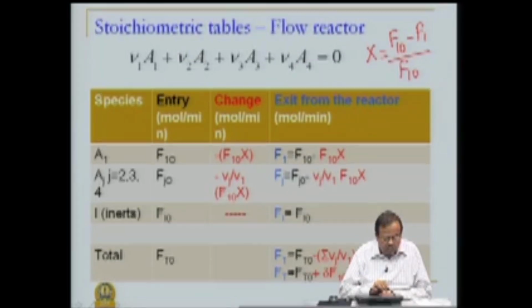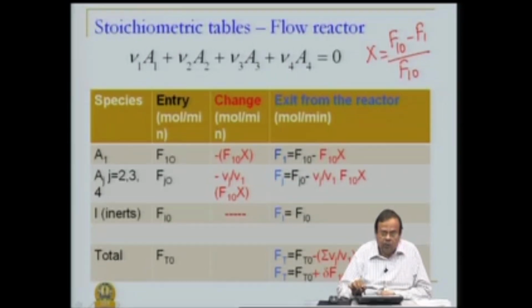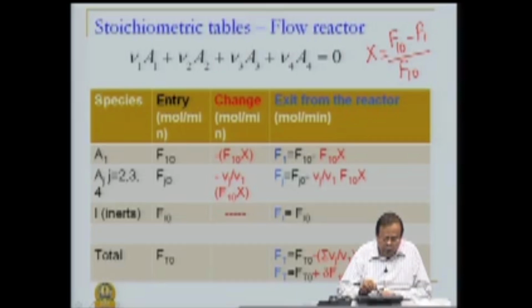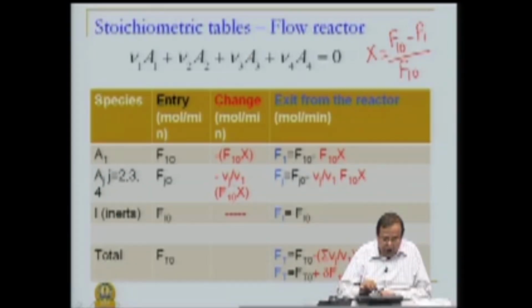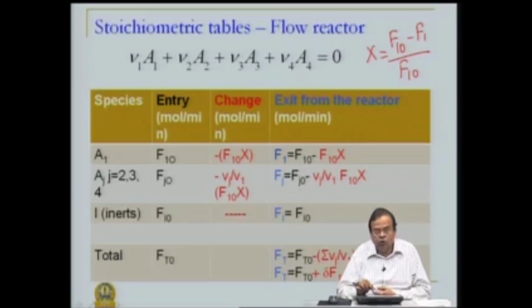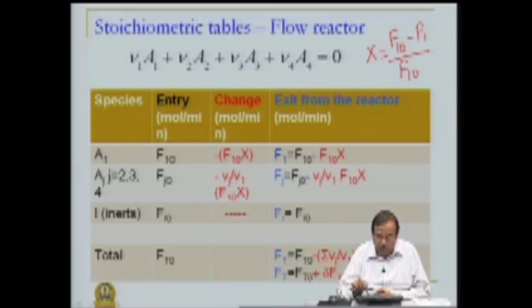For all other species, I can now write the corresponding molar flow rate in terms of this key species and its conversion. So, let us say we are looking at any species J, Aj, for which the entry flow rate is Fj0. The change now will be, recall that we have a stoichiometry to worry about. If F10X moles of A1 has changed, then nu j divided by nu 1 times F10 into X is what species J has changed. So, the change in number of moles of the jth species is nu j by nu 1 into F10X. It is true for all remaining species 2, 3, 4, and we have Fj as Fj0 minus nu j by nu 1 into F10 into X.